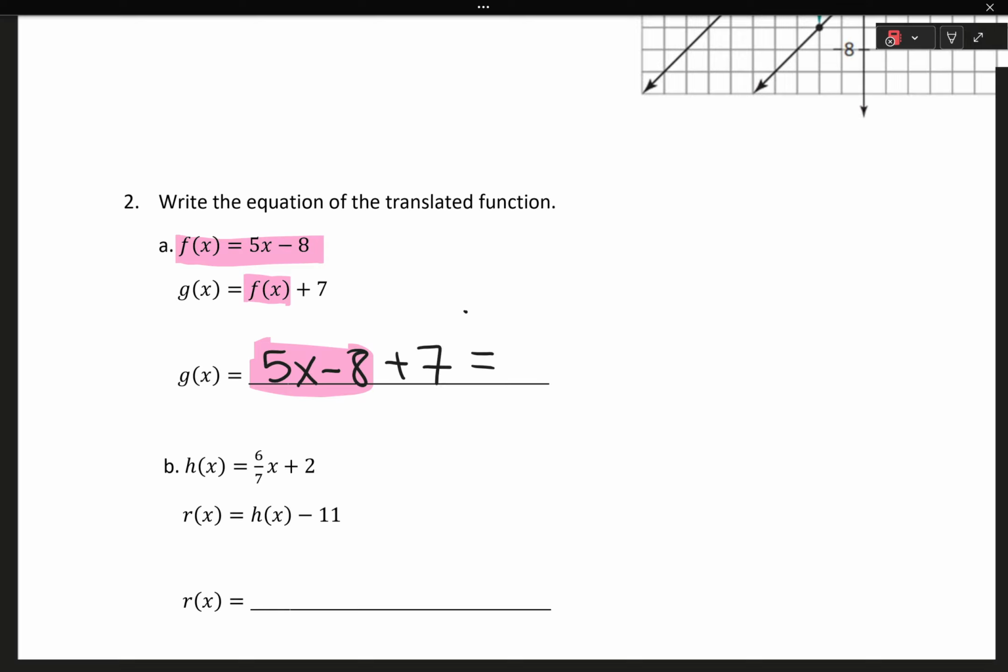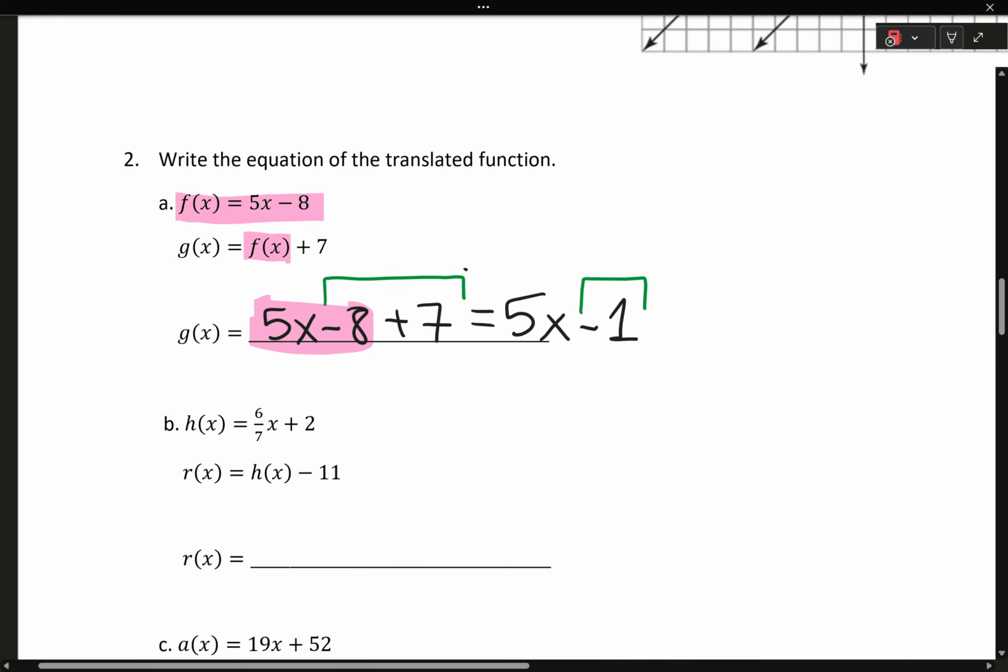Do you see some like terms here? By like terms, I mean things that we can actually add and subtract together. So we can only add x's with other x's and regular numbers with other regular numbers. Hopefully you can see we have a -8 and a 7. 5x stays 5x. -8 plus 7 becomes -1. That's our new function, 5x minus 1. Let's just jot this down. Up 7.